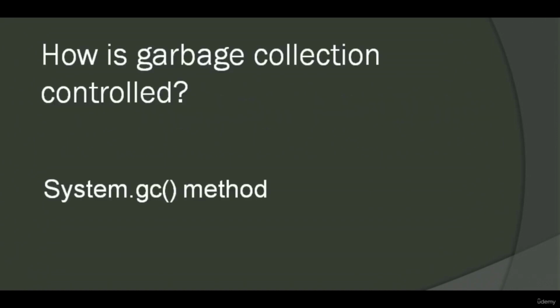How is garbage collection controlled? Garbage collection process is controlled by the JVM, Java Virtual Machine, automatically when there is less memory or it is running out of memory. We can also control it externally by calling the System.gc method to clean up the unused objects and thereby free the memory.